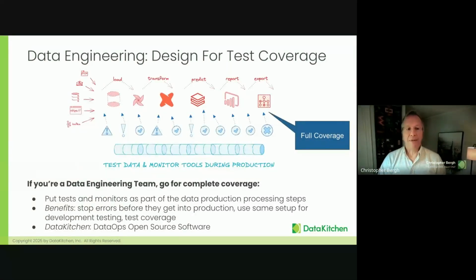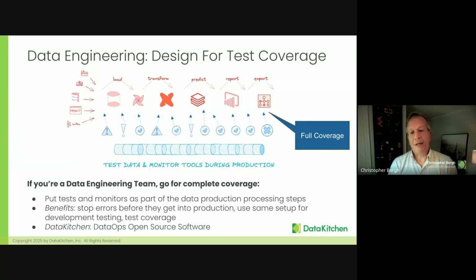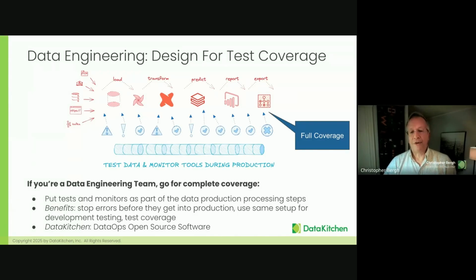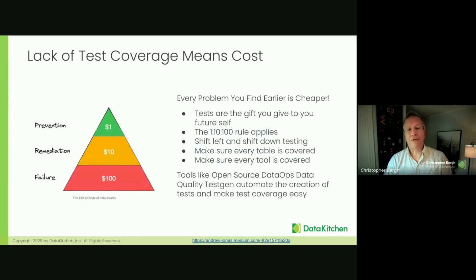And lastly, I think this is where our focus has been: getting full coverage across all your data and all your tools. Put tests and monitors as part of the data production process, and then stop on errors before they get into production. And then use that same setup for development testing and test coverage. Our observability and test gen software can help you. So we think this is the right way to go. Again, it gives you full coverage.